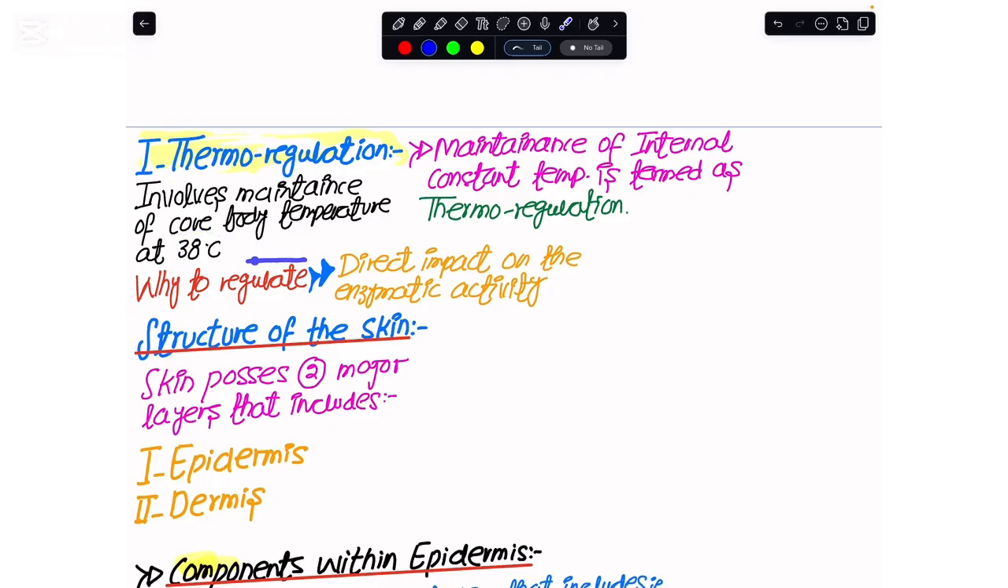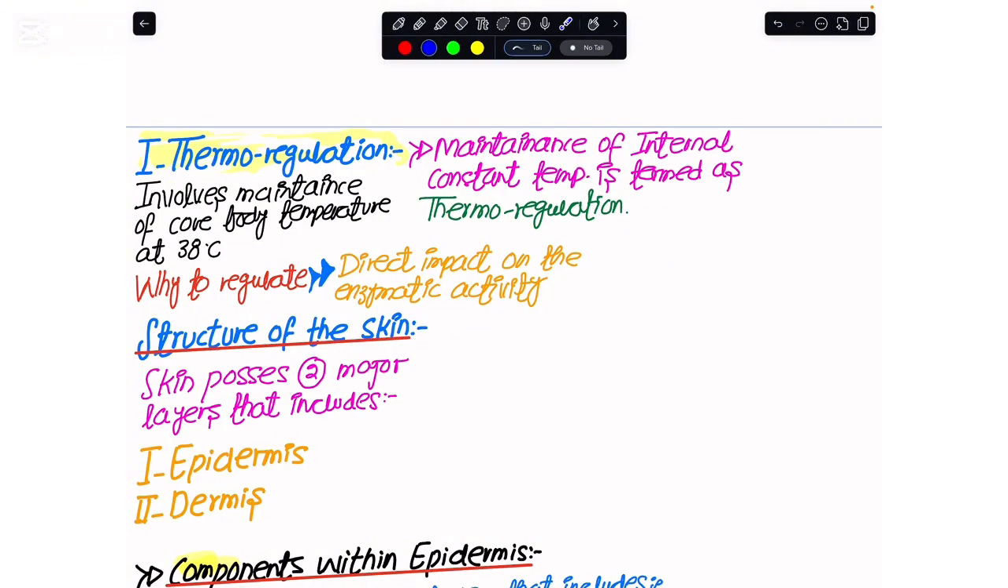And why is there a need for thermoregulation? Because temperature has a direct impact on enzymatic activity. That is why the maintenance of the core body temperature must never be compromised, because if the temperature goes above 38 degrees centigrade, the enzymes would denature, and if it goes below 38 degrees centigrade, the enzymatic reactions would slow down. Both of these things we cannot afford.